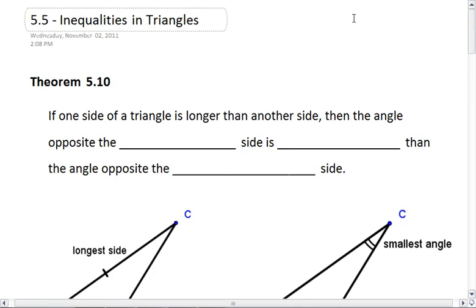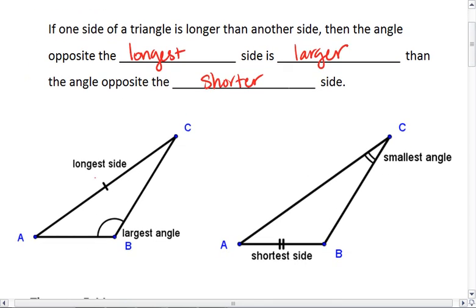That means that for theorem 510, if one side of a triangle is longer than another side, then the angle opposite the longest side is larger than the angle opposite the shorter side. Longest side means this is the largest angle. Shortest side means C is the smallest angle.